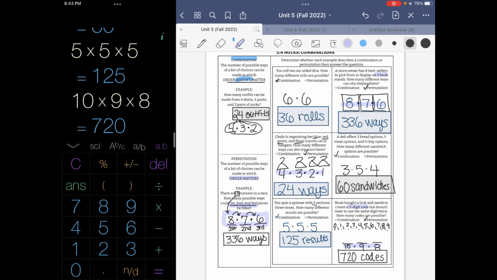Then combinations just mean how many different ways can you combine the 2 things. So that's like rolling 2 dice because the order doesn't matter. It's if you're trying to make something that has different options, like bread, meat, and chips. Or if you have 2 things, or if you have something like spinning a spinner that resets each time.